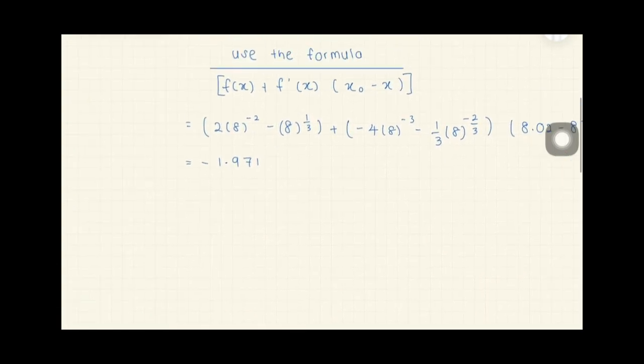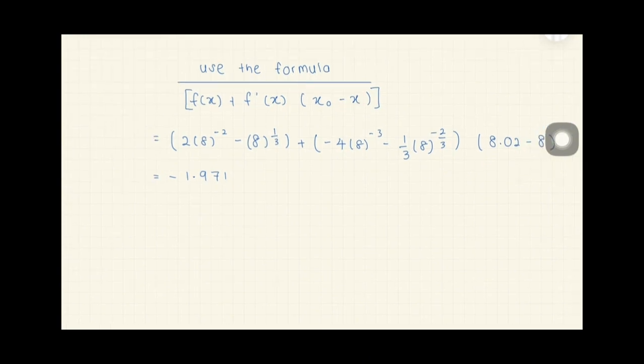And then we use the formula given, which is f(x) plus f prime(x) times x minus x naught. The x naught is not given, so we need to find the nearest whole number. The nearest whole number to 8.02 is 8. So we substitute the value of the new number into the equation, which is this one, and this one for the f prime, the first derivative of the function. And then after that, we get the final answer, which is negative 1.971.